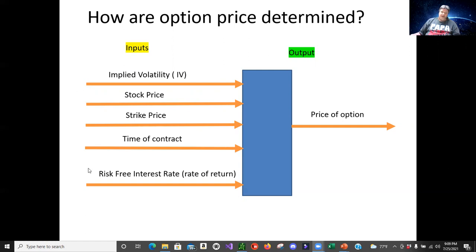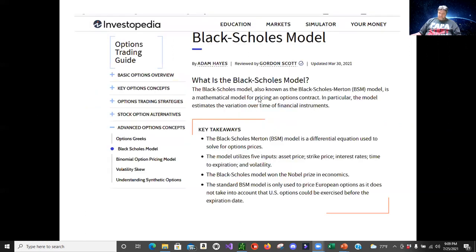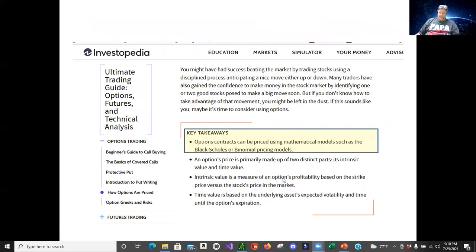So you put all this stuff into a formula, or I call it a box, and out comes the price of the options. Now, what is that formula? There's a thing called the Black-Scholes model, and that's basically what the stock prices use. So the Black-Scholes model, and I've got some stuff here.